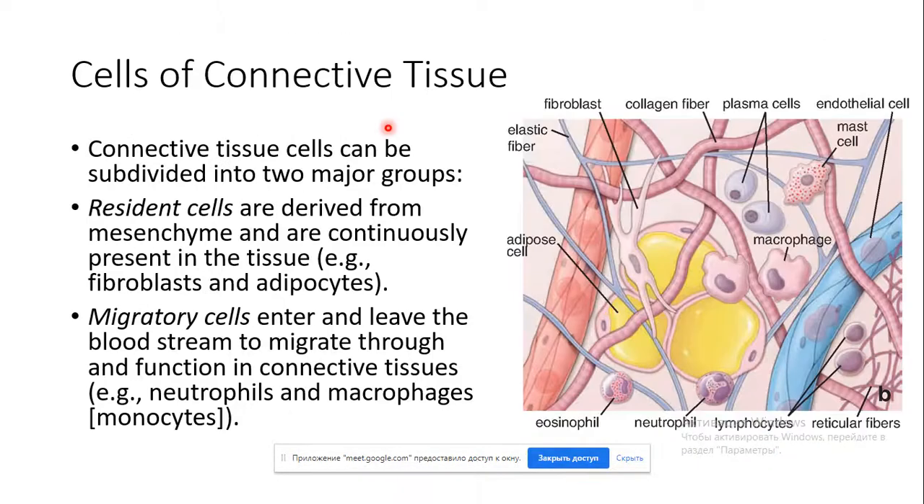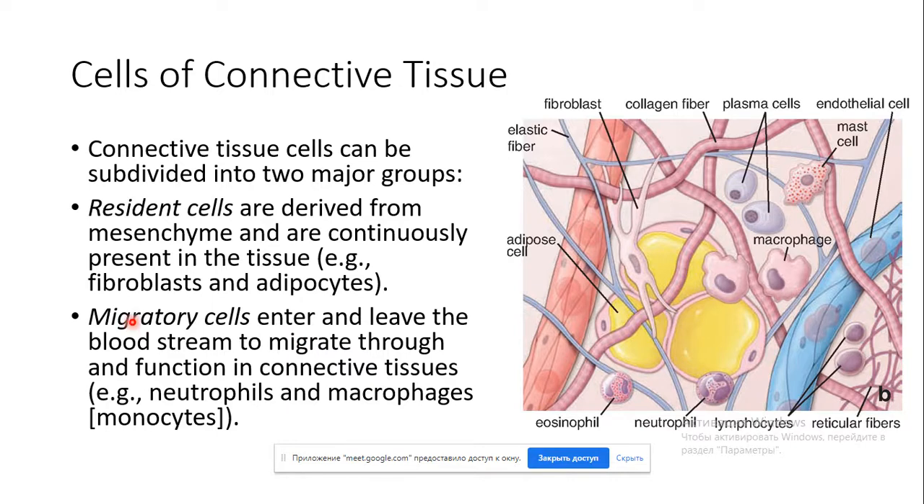Now we'll start the discussion about the cells of connective tissue. All cells of connective tissue are subdivided into two types: resident cells and migratory cells. Resident cells are derived from mesenchymal cells, which used to be in this area and keep being in this area. Examples are fibroblasts and adipocytes. Later we'll discuss what fibroblasts and adipocytes are.